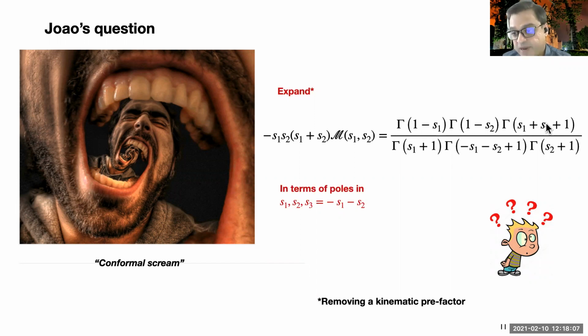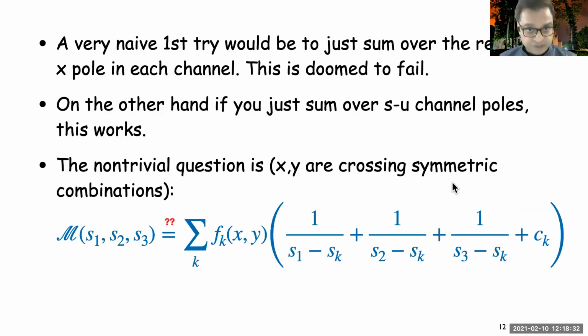And you try to expand them, write it as a residue over the S1 poles, residue over the S2 poles, residue over the S3 poles, sum them up, and you will see that it does not come anywhere close to the actual expression. Whereas if you did the other one, that if you just expanded in terms of the S1 pole and the U channel, the S3 poles, then it gives you a reasonably nice representation. So this is the first thing that you would naively try, that you just take the residues, you just sum up the poles. And this does not work.